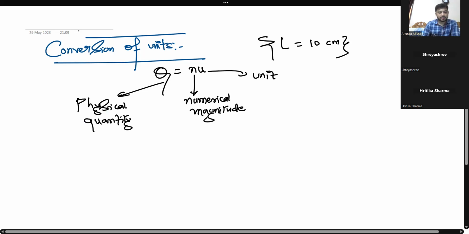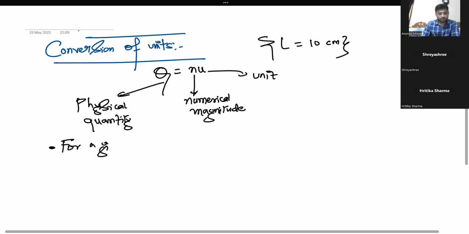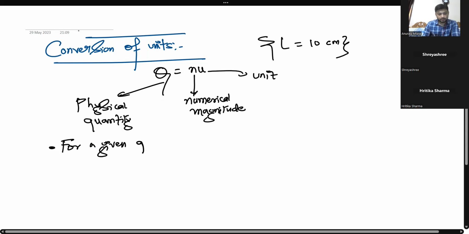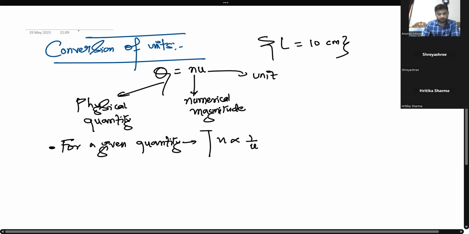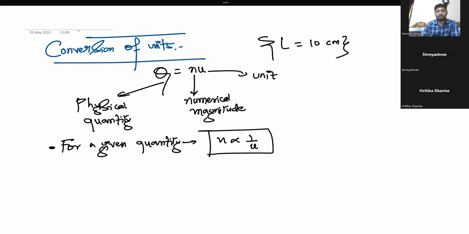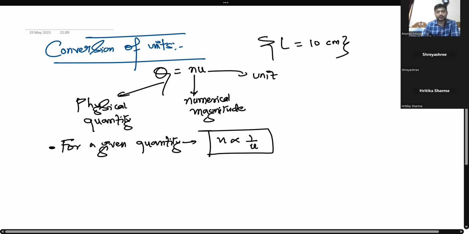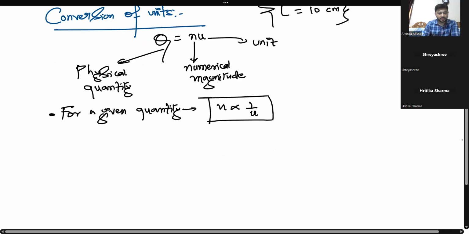And remember that for a given quantity, N and U are inversely proportional. For example, if I write 10 centimeter in millimeter, it will become 100 millimeter. So when the size of the unit is smaller, its N becomes greater by the same factor. So N and U are inversely proportional.